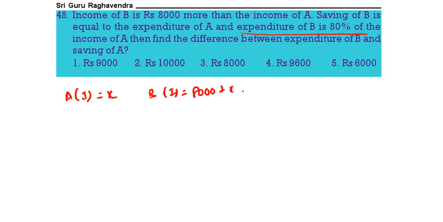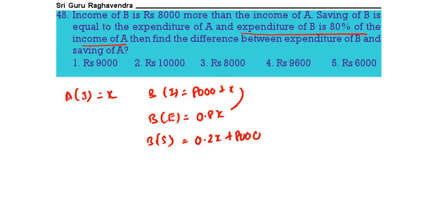Then what is given? Expenditure of B is 80% of the income of A. So B's expenditure is 80%, and 80% means 4x by 5, or 0.8x. That is 80% of the income of A. Then what will be B's saving? B's saving is the difference of this and this: x minus 0.8x is 0.2x, plus 8,000.